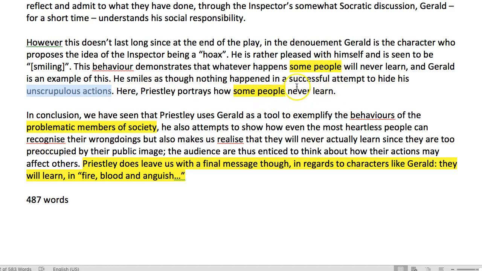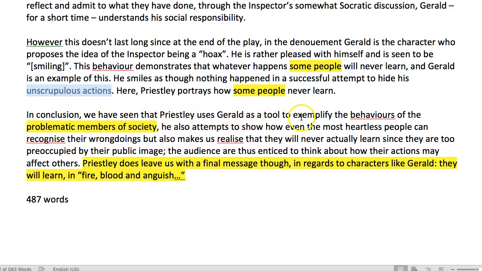And again, I've highlighted some people because it's general and not specific, and you need to keep coming back to how this is an attack on the capitalist ruling class, or if you prefer, an attack on men, but be specific. In conclusion, we have seen that Priestley uses Gerald as a tool to exemplify the behaviours of the problematic members of society. Well, lovely vocabulary again, but who are these problematic members?